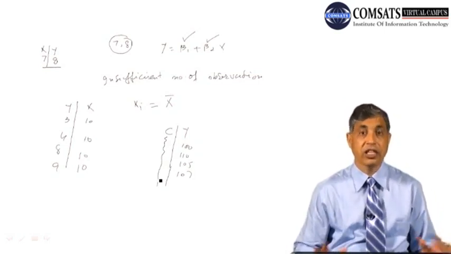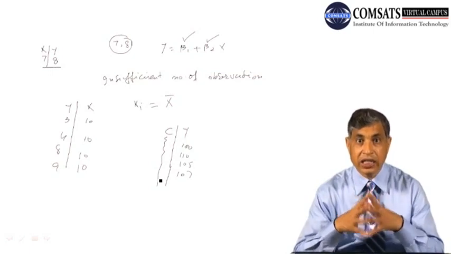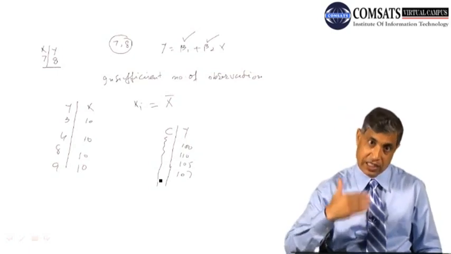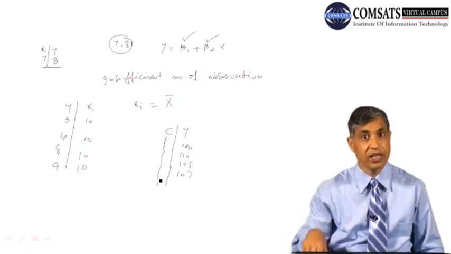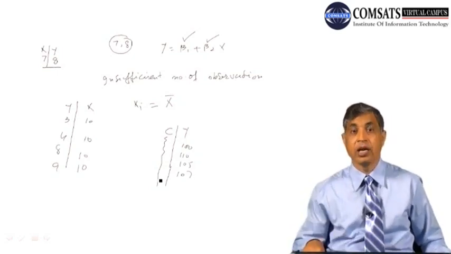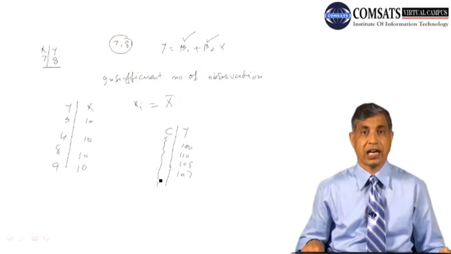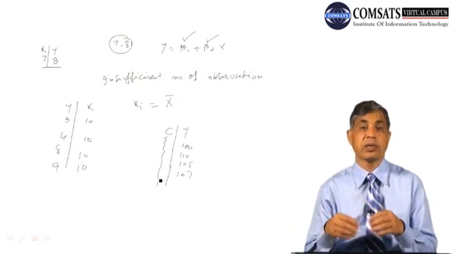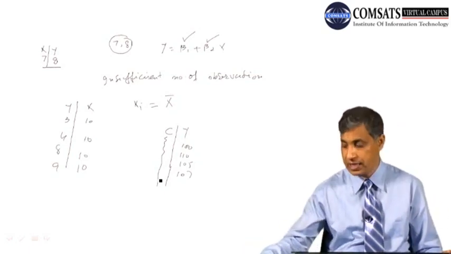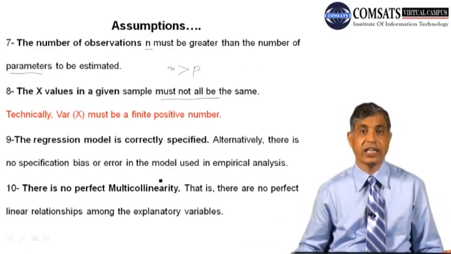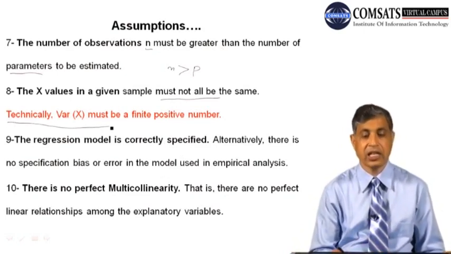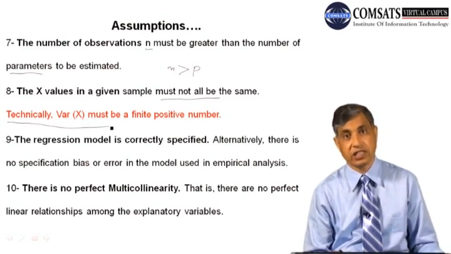So what this means, the first is that your x's should not have the same value. And on the basis of this, I am going one step further. The more variation your independent variable captures, the more reliable the results. What this means is it will explain a greater proportion of the variation in the dependent variable, that is the y. So technically, this means that the variance of x must be a finite positive number.